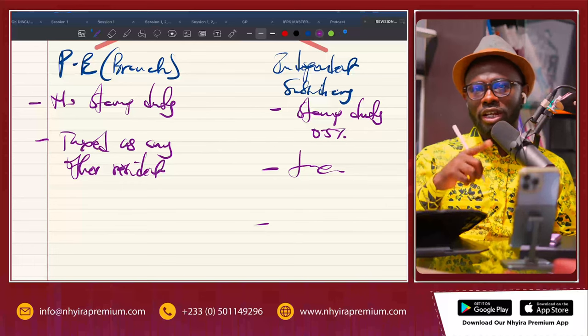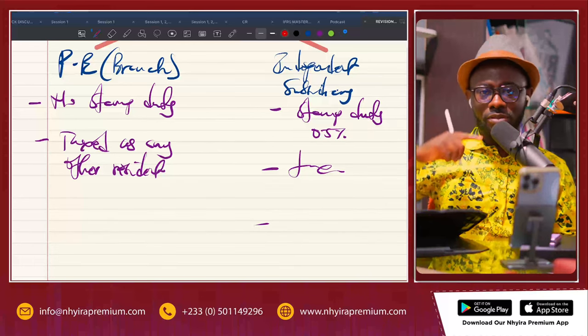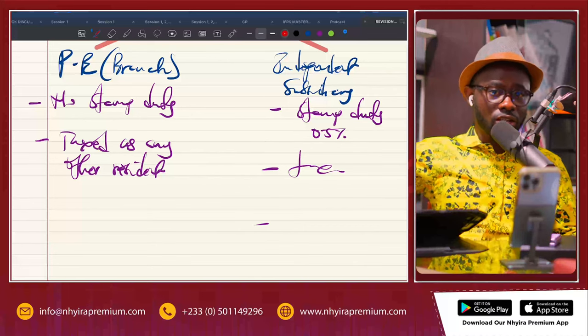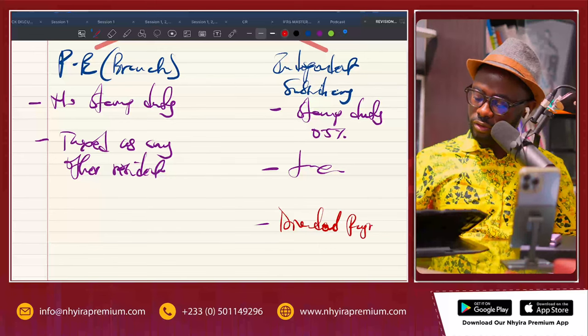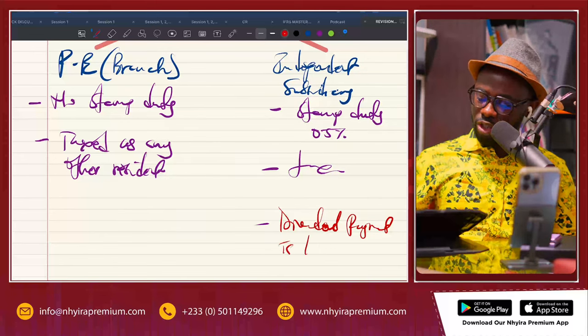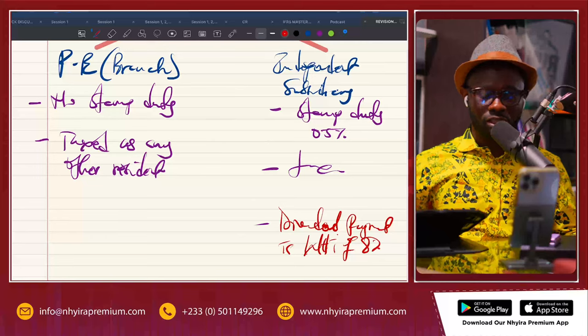But then, if the subsidiary pays any dividend to that foreign country, dividend payments by the subsidiary will be subject to a withholding tax of 8%. You know that already. Withholding tax of 8%.